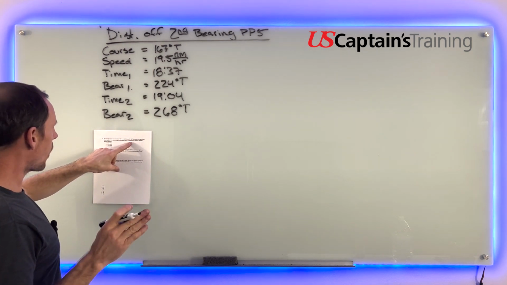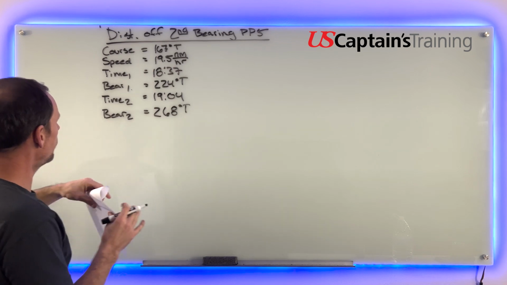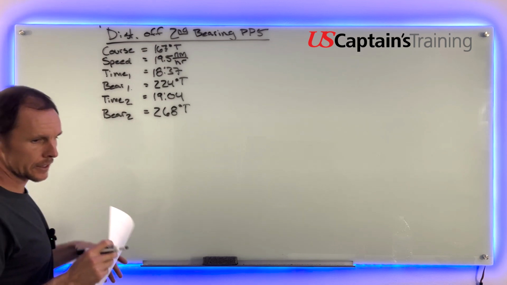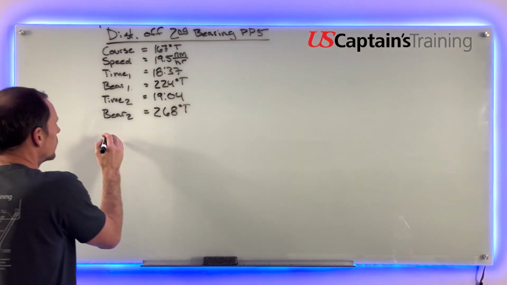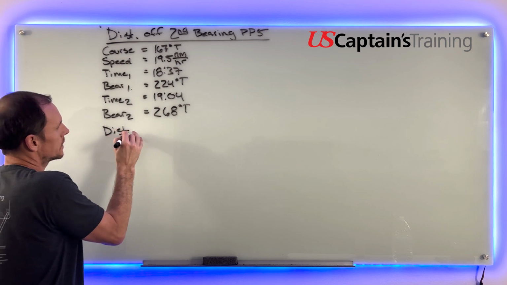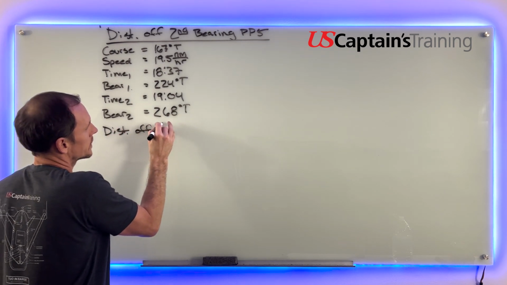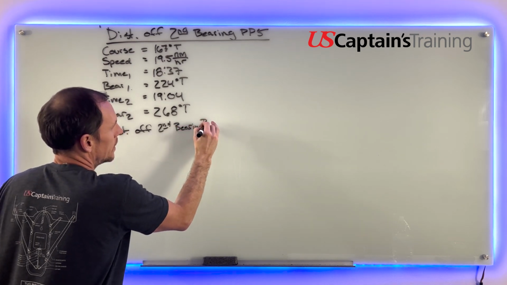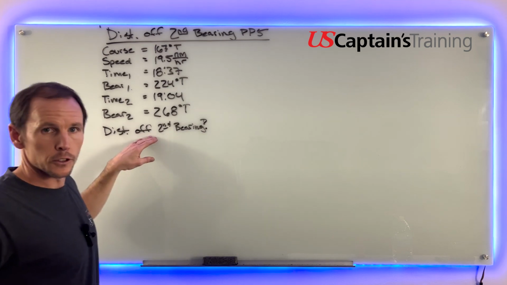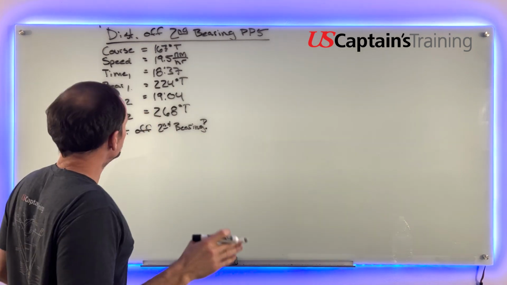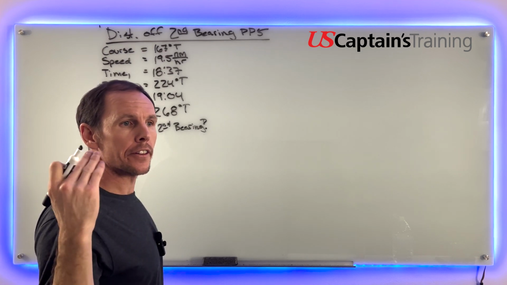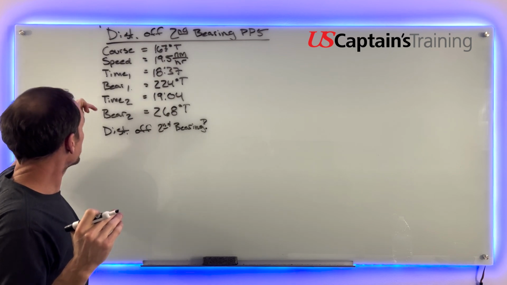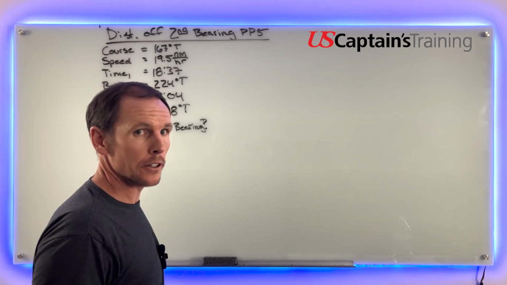What is your distance off at the second bearing? It wants to know how far you are away from the object on which you took the bearing at this second position. The way we calculate this is with the table in the Bowditch, table 18. You're going to need the difference between the course and bearing 1 and the course and bearing 2 to use this table.